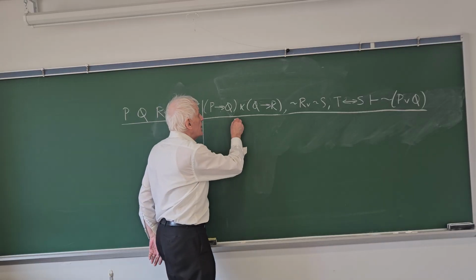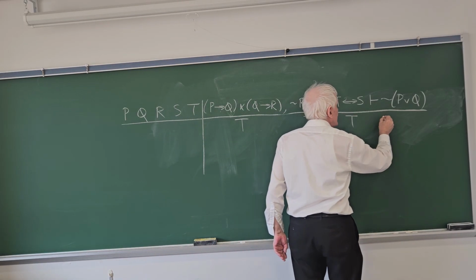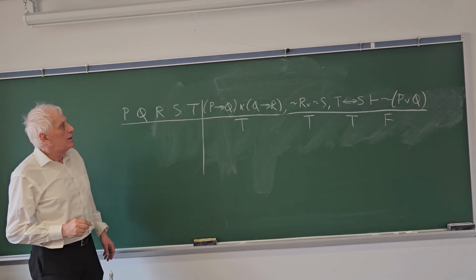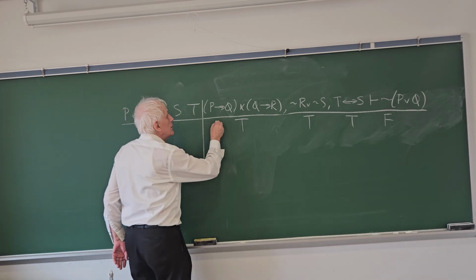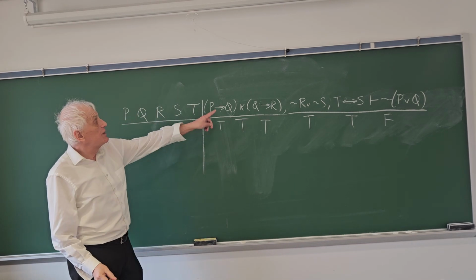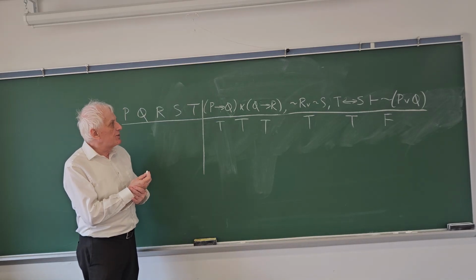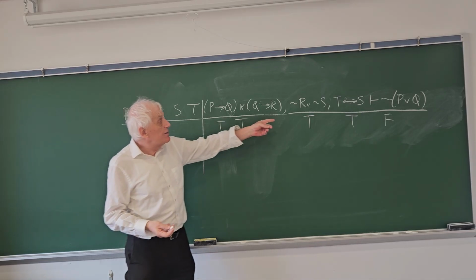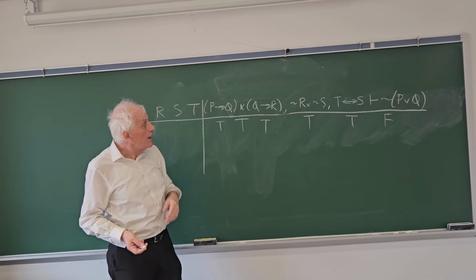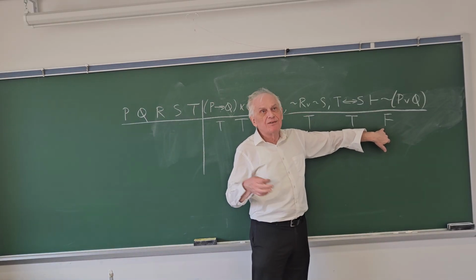And we're interested in whether we can make these three premises true while the conclusion is false. Well, no conjunction is true unless both its conjuncts are true, so these two conditionals have to be true, but there are three ways to make a conditional true, 3 ways to make a disjunction true, 2 ways to make a biconditional true. There's only one way to make a negation true, to make a negation false.